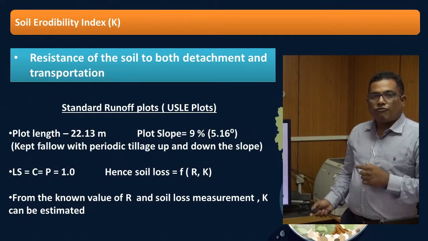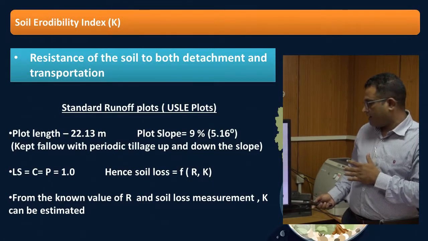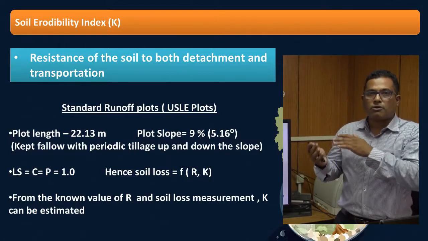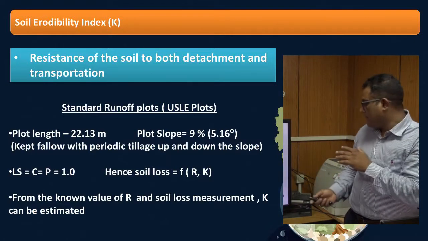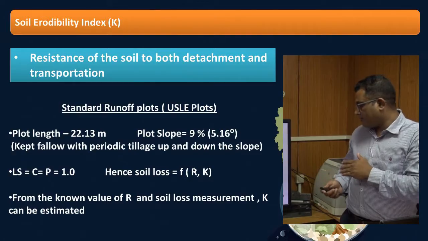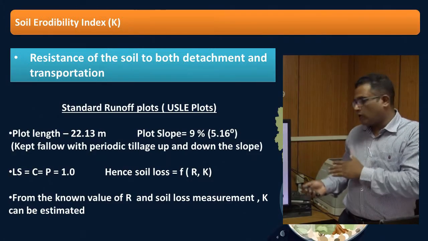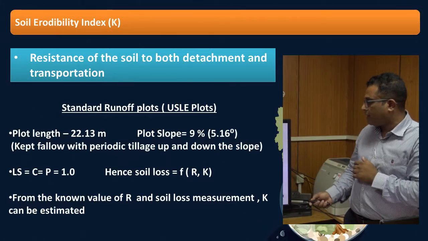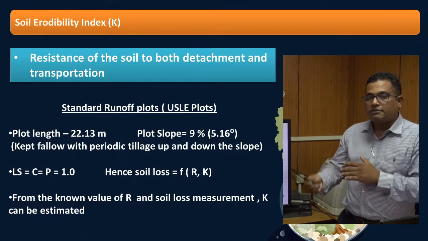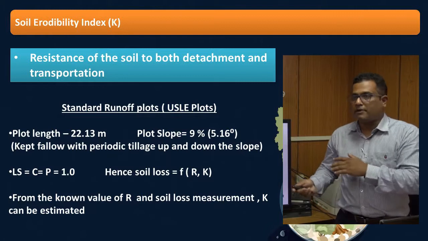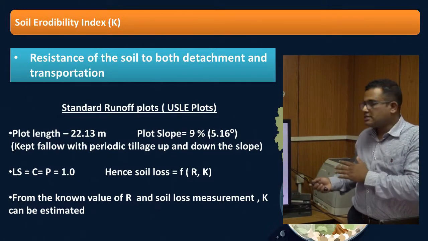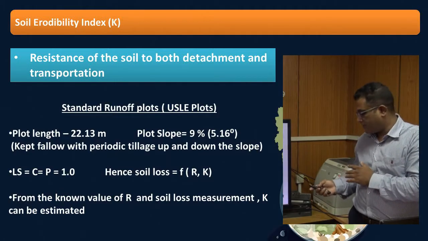From the known value of R, if we have a rainfall or storm of a certain magnitude, we can determine the soil loss, and K can be estimated. Hence, we can estimate the total soil loss happening in this runoff plot, standard runoff plots, using this universal soil loss equation.